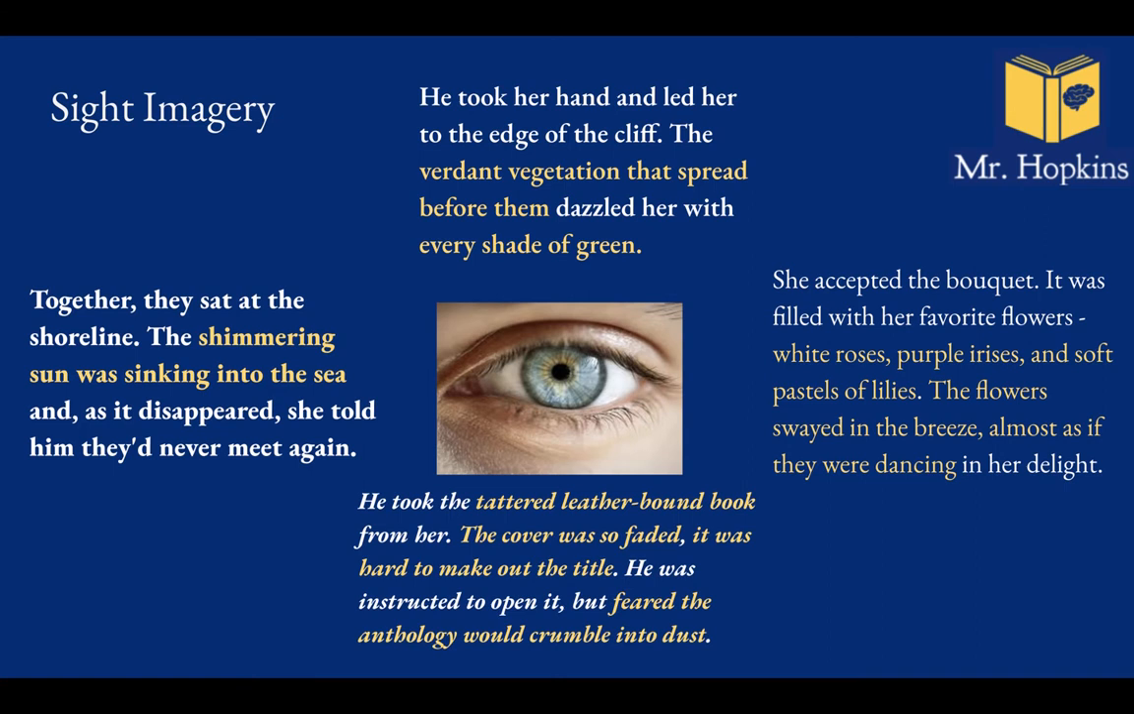And finally, he took the tattered leather-bound book from her. The cover was so faded, it was hard to make out the title. He was instructed to open it, but feared the anthology would crumble to dust. So this really gives us the image in our mind that the book is so old, it's tattered. The cover's faded, you can't make out the title. And the thought that it would crumble into dust, that kind of hyperbole there, that over-exaggeration, really gives the impression that the book is super old. I'm able to picture a really old book.